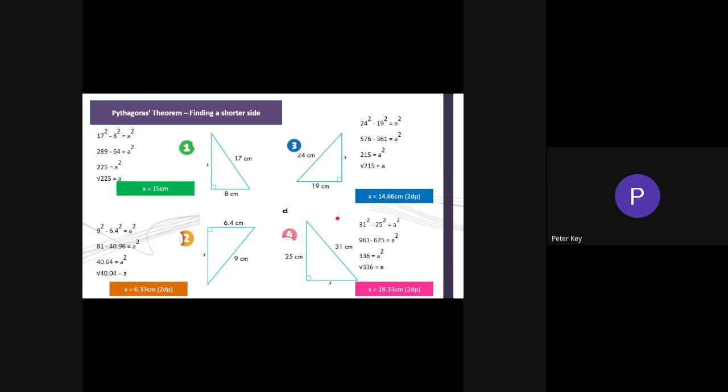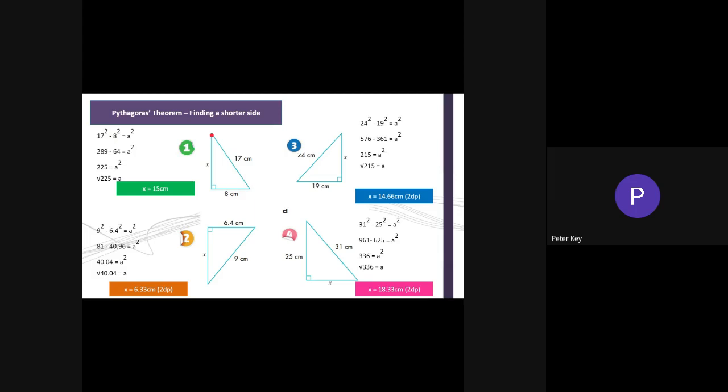Okay, so again, number one, we've got 17 squared minus 8 squared. That will give us x. So 17 squared is 289. Take away 8 squared, 64, which gives us 225. We then square root 225, and we get 15. So it's 15 centimeters, the missing side.